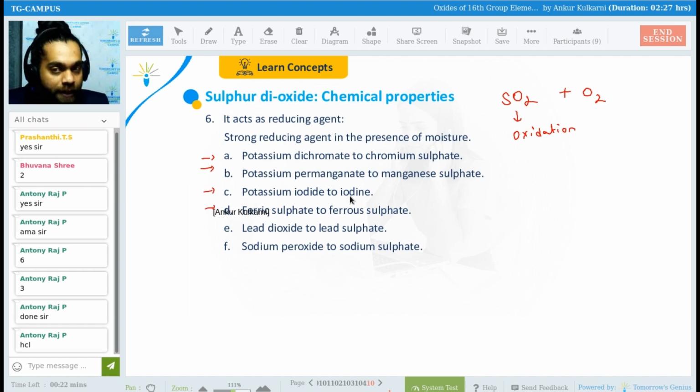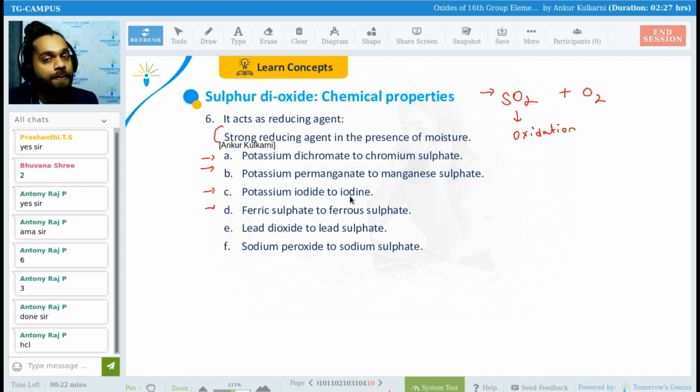What is a reducing agent, everyone? Prashanti, Sajna, Kevin, Gopinath, what is a reducing agent? Reducing agent means it itself undergoes oxidation but reduces the other. So we have seen so many oxidation reactions where SO2 is getting oxidized. Simple as that. It is undergoing oxidation, but it reduces the other. That is a reducing agent.